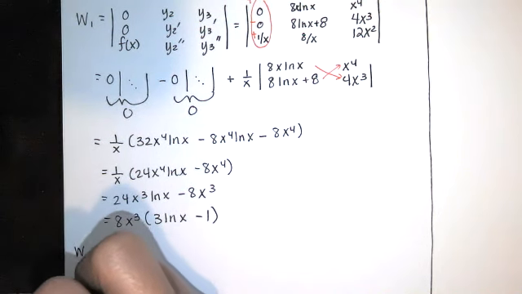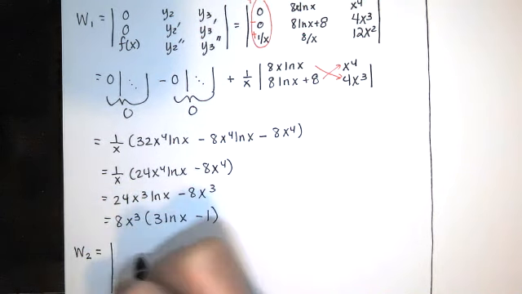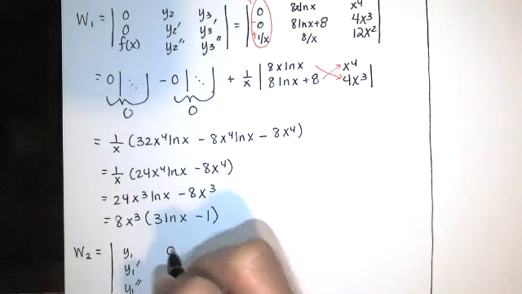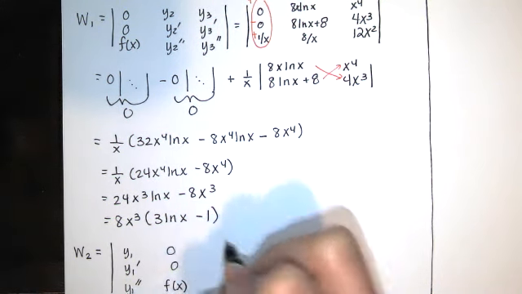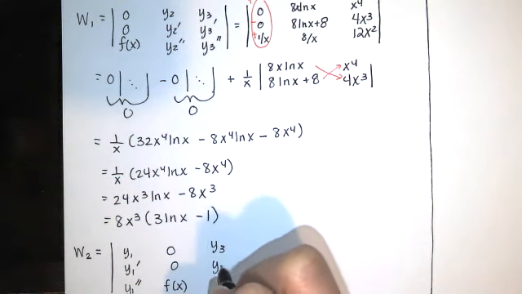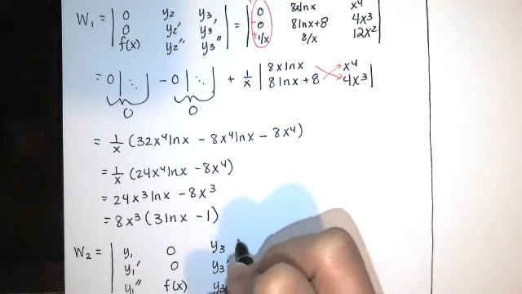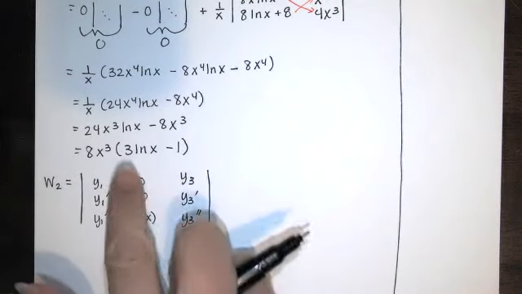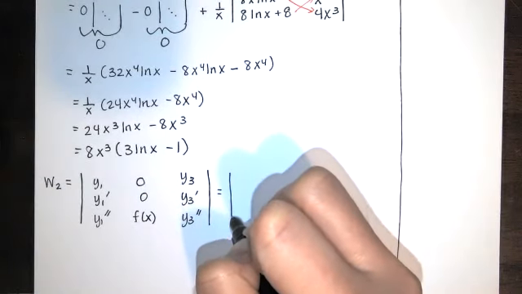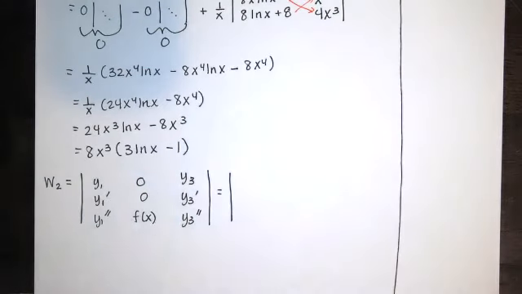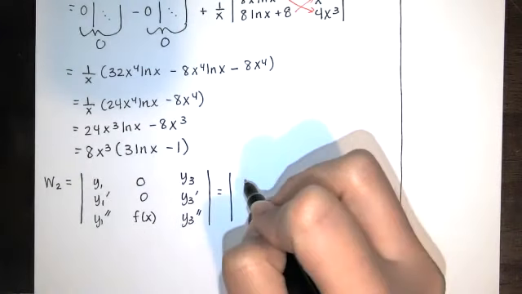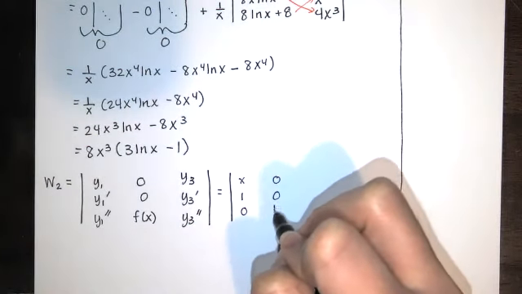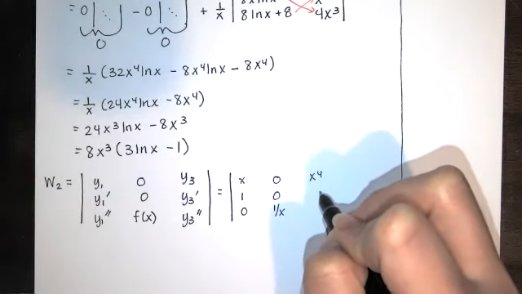So that's our W1. W2 is very similar, but we leave the first column alone and the third column alone. And this time we replace the second column with 0, 0, and f of x. Now this time we don't have an extra factor of 8 here, but it'll work out, and we'll talk about why in just a bit. Here we've got an x, a 1, and a 0. We have a 0, and f of x was 1 over x. And then we've got this.